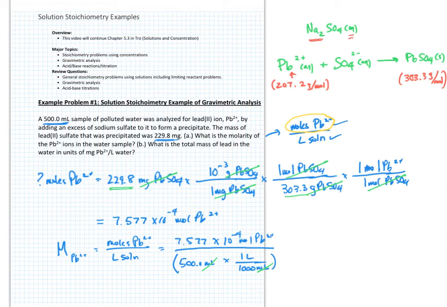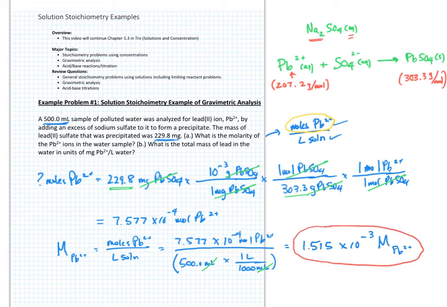So when we finish this calculation, we have 1.515 times 10 to the minus 3 moles Pb2+, molarity Pb2+. Okay? That's my molarity of lead 2 ions. That's part A of this problem. What is the molarity of the lead 2+ ions in the water sample? So part B is, what is the total mass of lead in the water in units of milligrams of lead 2+ per liter of water?